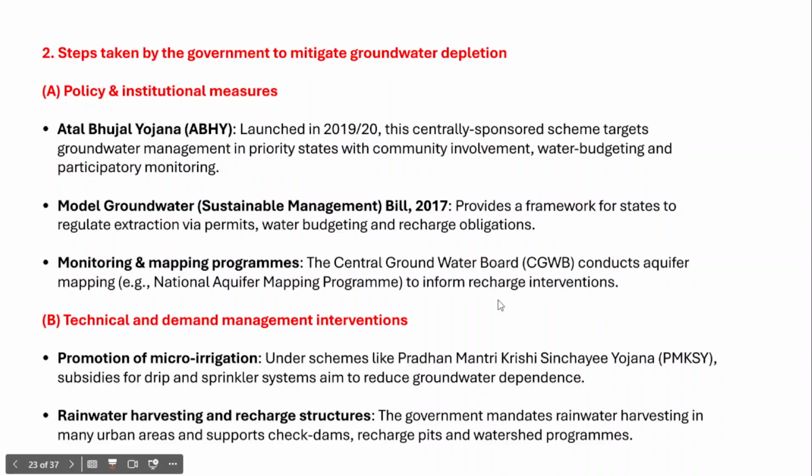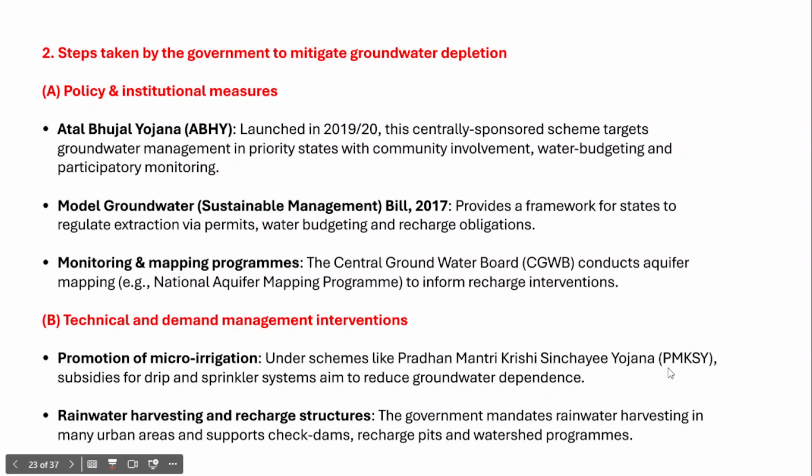And then we have to talk about the technical and demand management interventions to mitigate the groundwater depletion. There is a need for promotion of micro irrigation, because what we have been doing is flooding the fields with water. Now when you flood the fields with water, you need large quantities of water and it leads to over extraction of the groundwater resources as well.